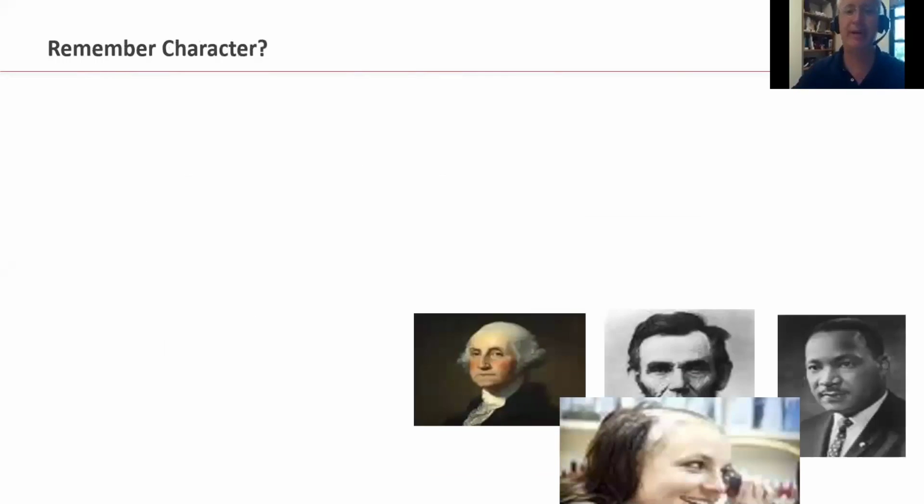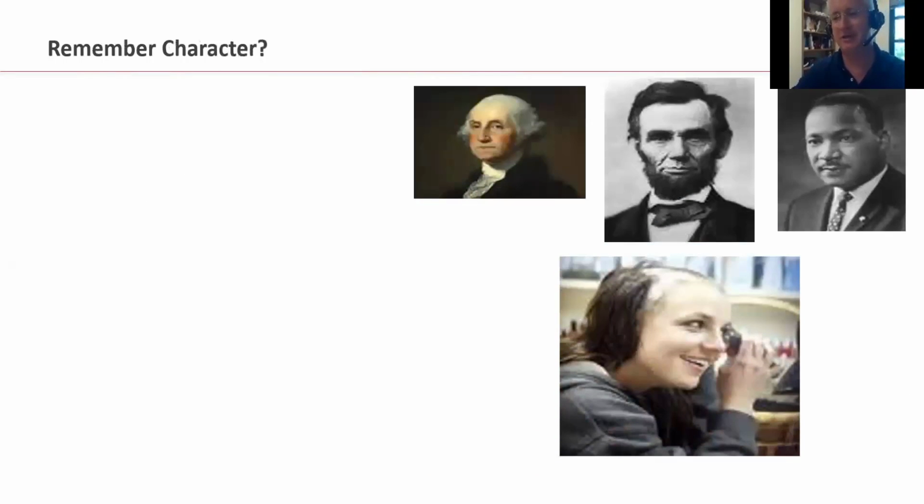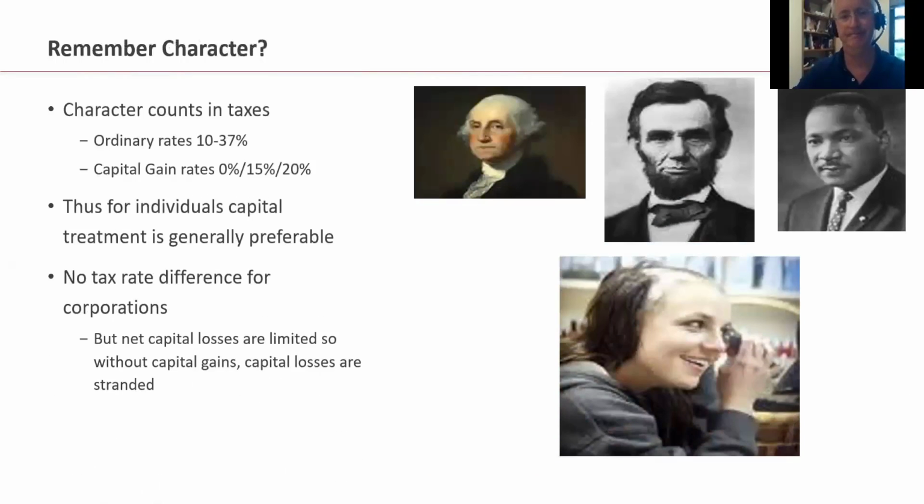Okay, so do you guys remember character? Remember this slide? We talked about people of good character. And we said character counts. And my God, we know that now, right? So we have calculated ordinary taxes and we have calculated long-term capital gain taxes. And we recognize now that there is a difference. There is certainly a difference between an ordinary rate of 24% and a long-term capital gain rate of 0.